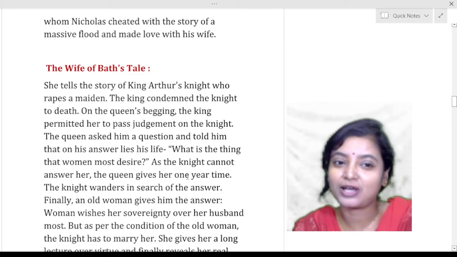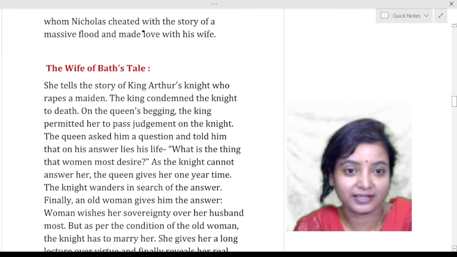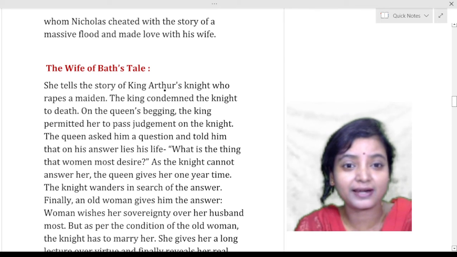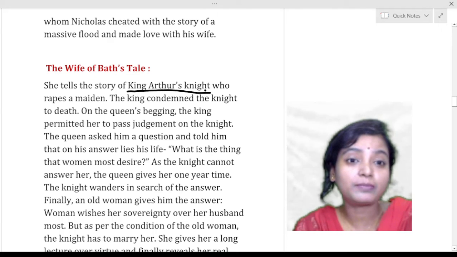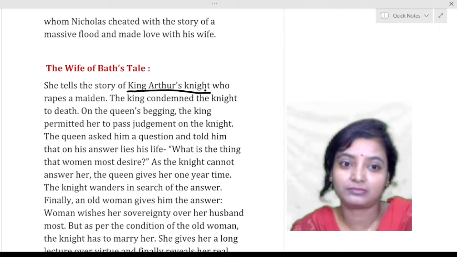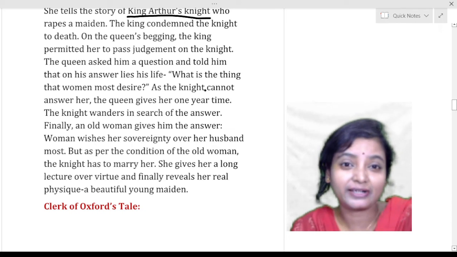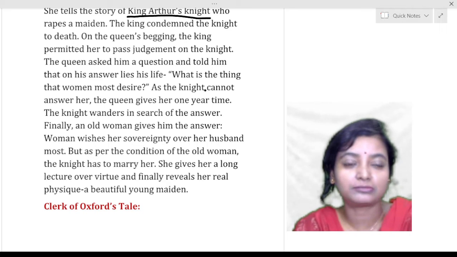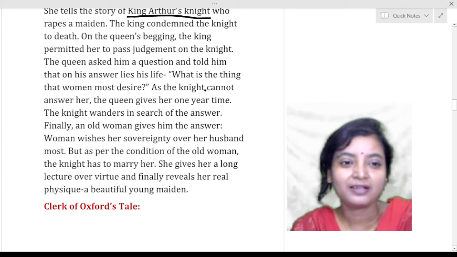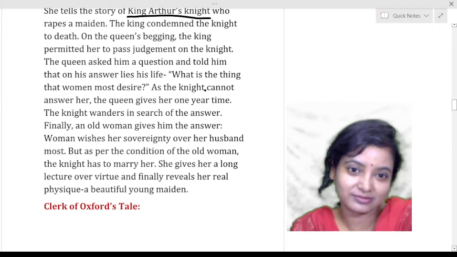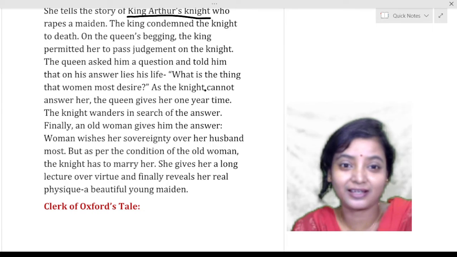The next story is the Wife of Bath's Tale. It is very, very important. She tells the story of King Arthur's knight. So who tells the story of King Arthur's knight? The Wife of Bath. In the Wife of Bath's Tale, the character is one of the knights of King Arthur, who rapes a maiden. The king condemned the knight to death, but on the queen's request, the king permitted her to pass judgment on the knight. The queen asked him a question and told him that on his answer lies his life.